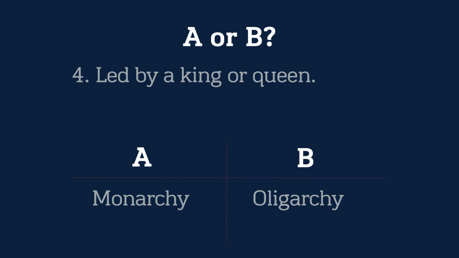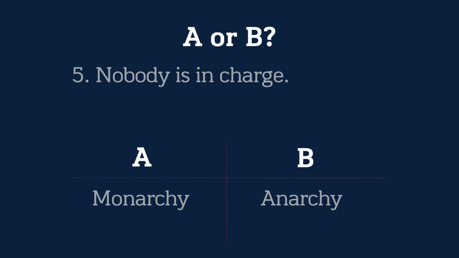This form of government is led by a king or a queen. Is it A, monarchy, or B, oligarchy? In this society, there is no government and no one is in charge. Is it A, monarchy, or B, anarchy?